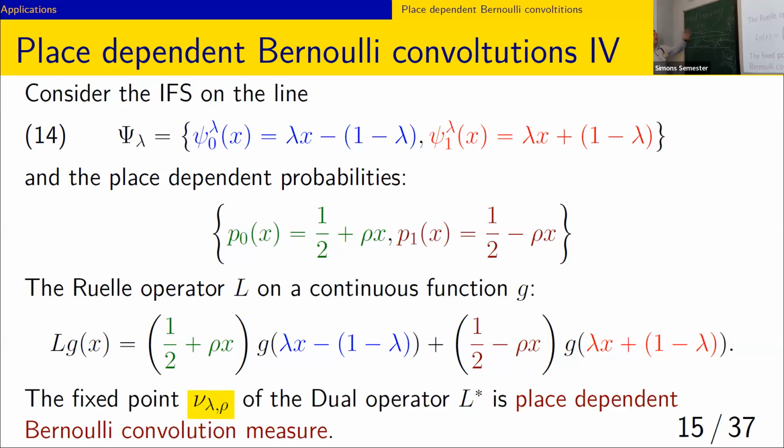It was a big question of Anders, and lots of other people considered, if you take the constant and equal probabilities 1/2, 1/2, and you take the infinite product measure corresponding to it, whether the push forward measure of this infinite product measure is absolutely continuous or not. We still do not have a complete answer to this question. Instead of that, we consider place-dependent probabilities, 1/2 plus something, and 1/2 minus the same thing.